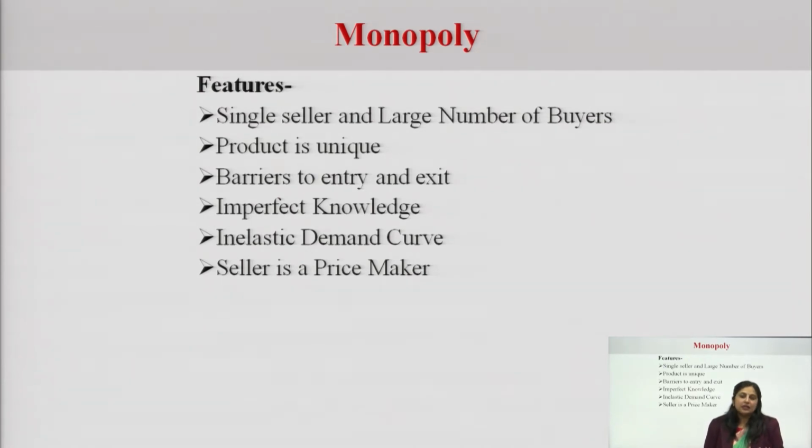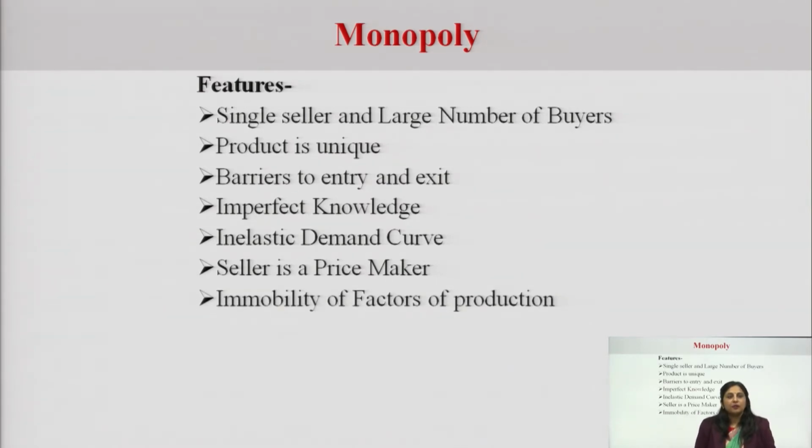If I am the only seller in the market, I can easily decide, I can control, I can change my price. That is why it is said the seller is a price maker. Generally, it is asked why the seller is called a price maker and not a price taker: because he can decide the price. There is immobility of factors of production.